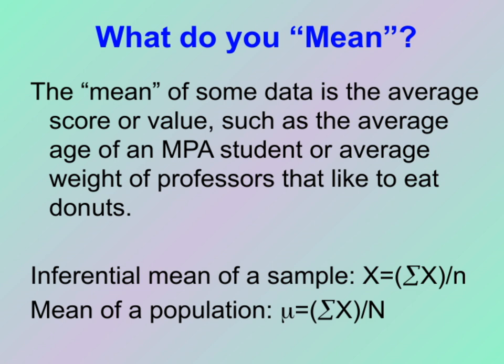Now, there are two important concepts here. First, the inferential mean of a sample, which we denote as x-bar. That's calculated by adding up all the sample values, which is the sum of x, and then dividing by the number of observations, or n. Second, the mean of a population, represented by the Greek letter mu. That's calculated similarly, by summing all the values in the entire population and dividing by the total number of individuals in that population, N. So, in essence, both of these means are about finding an average, but one applies to a sample and the other to the whole population.